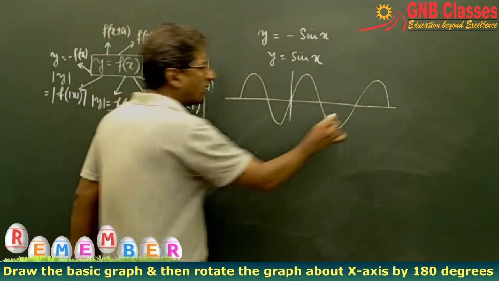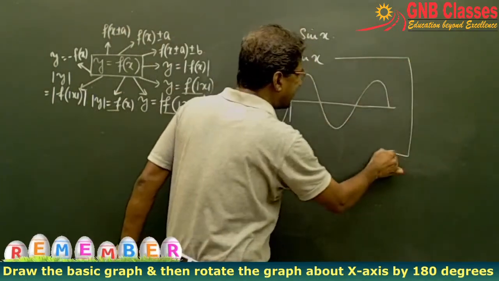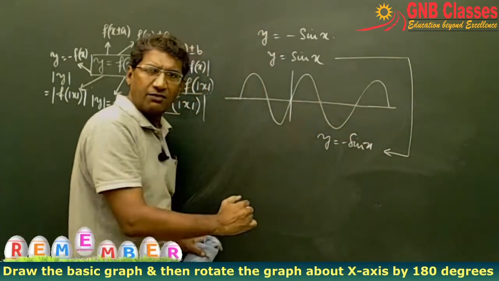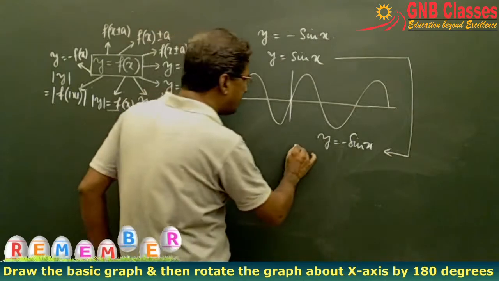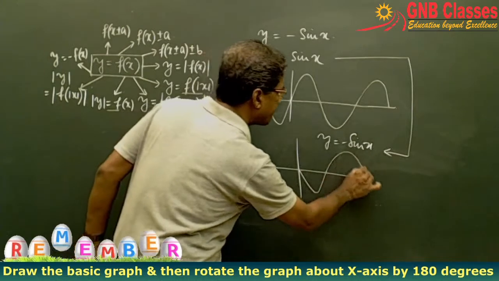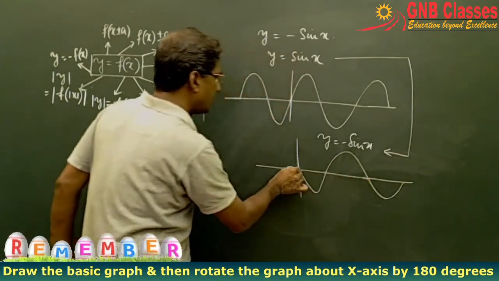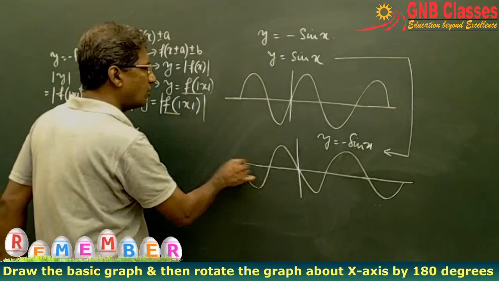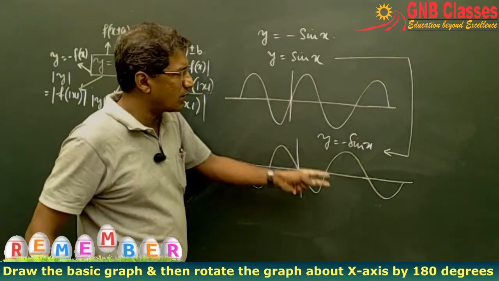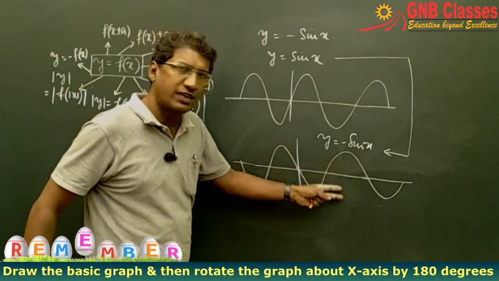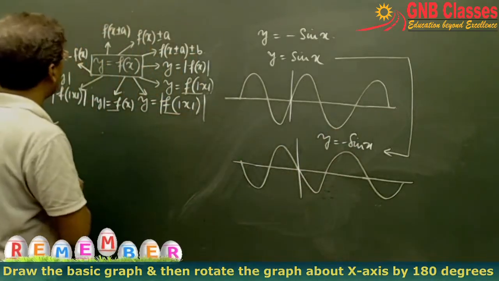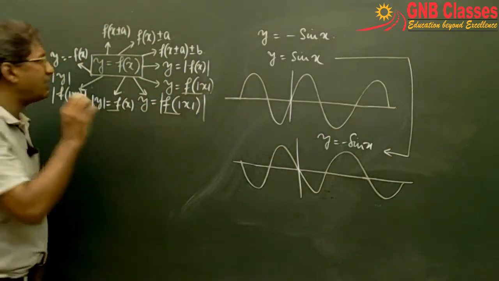Is it clear? Now I am transforming it as y equals to minus of sine x. So I will rotate the graph about the x-axis by 180 degrees. So the final graph will look something like this. Tell me yes or no. Is it clear? Just rotate it by 180 degrees, and you are going to get a graph which is nothing but your y equals to minus of sine x. So this is how we draw the graph of y equals to minus of f(x).